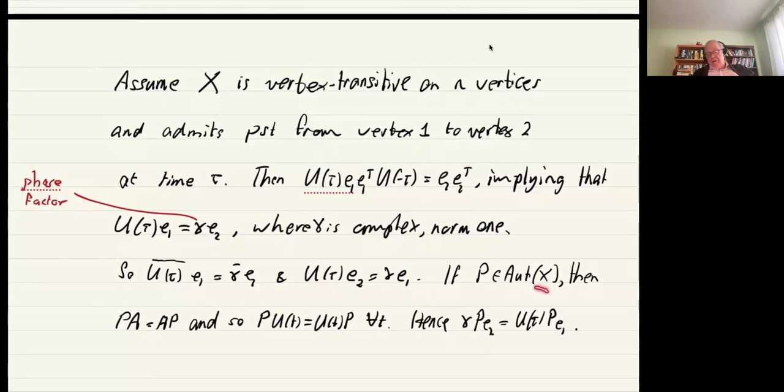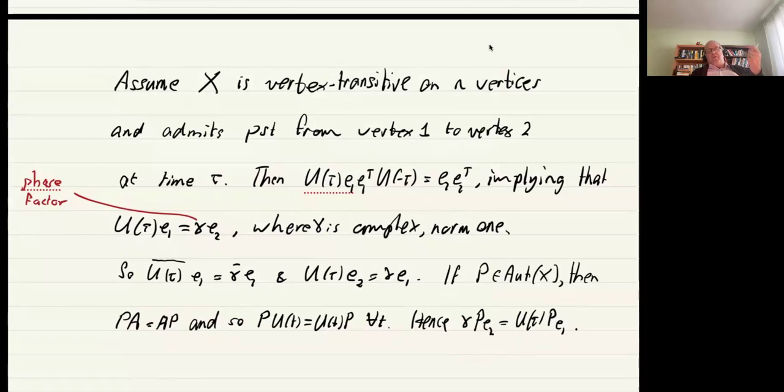Now, if P is an automorphism of X, now I'm thinking of P as a permutation matrix, well, it commutes with A. That's the definition for a permutation matrix to be an automorphism. Now, U(t) is a polynomial in A because it's a linear combination of the idempotents of A, and the matrix idempotents of A are polynomials in A. Okay, so if P commutes with A, it commutes with U(t). And so then you check and you get that U(tau) applied to the image of e1 under P is equal to gamma times the image of e2.